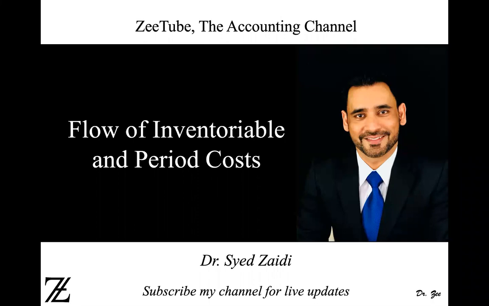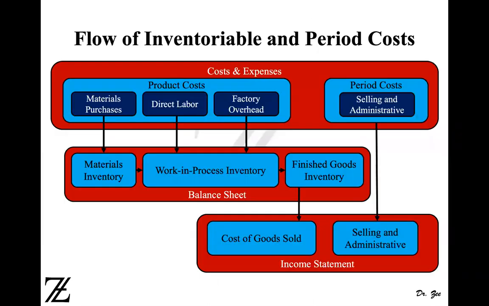In this video, I'll be discussing the flow of inventoriable costs and period costs. So here is the diagram. The top portion shows the costs and expenses. On the left hand side, you will see product costs. On the right hand side, you will see period costs.